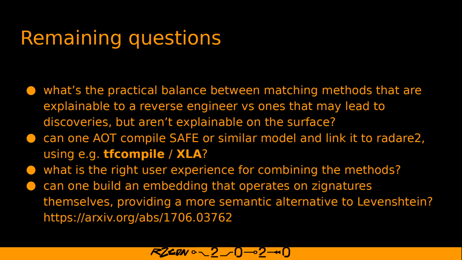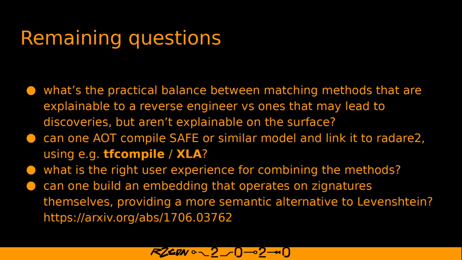Can we use something like the accelerated linear algebra compiler or TF compile to compile something like SAVE and link it into Rodari 2? And then once you do that, what is the right user experience for combining this and the other methods? Do we add it as a column with its own score and try to explain what it means? How do we account for retraining of this model?